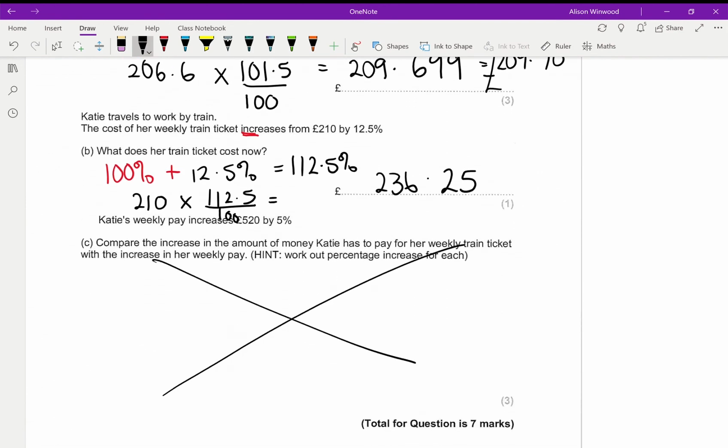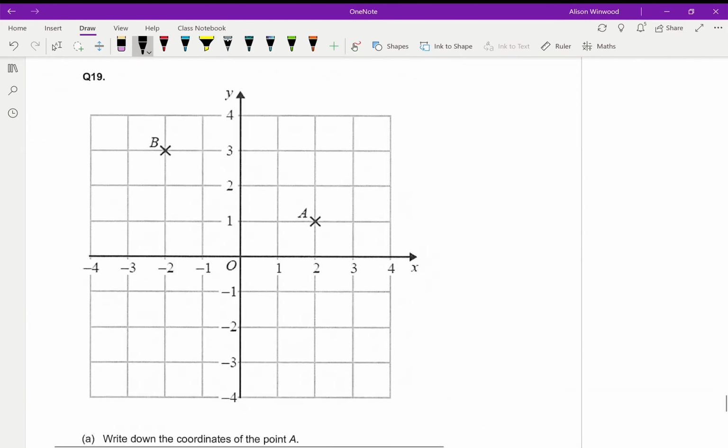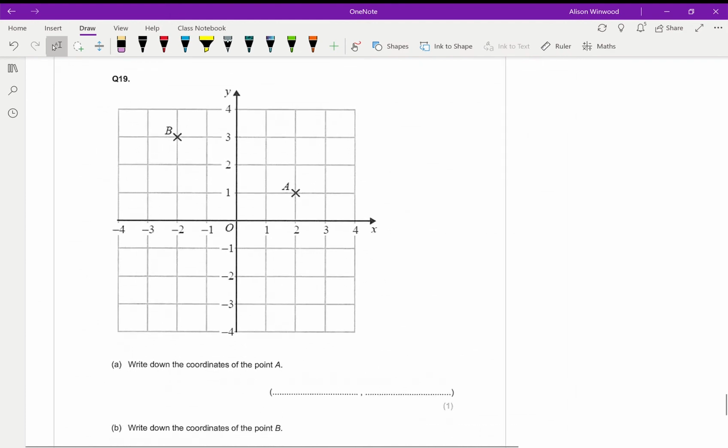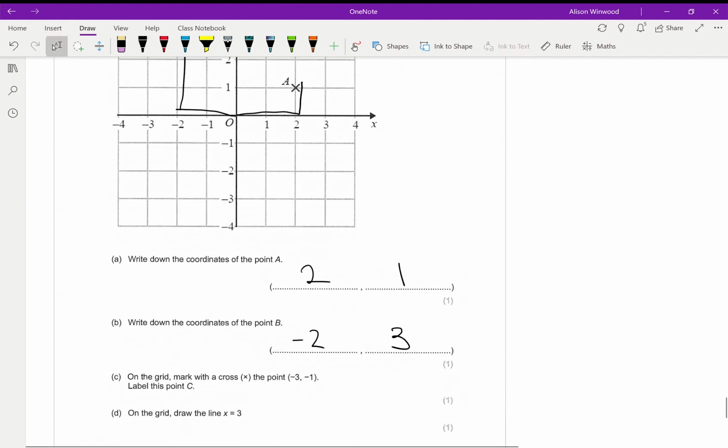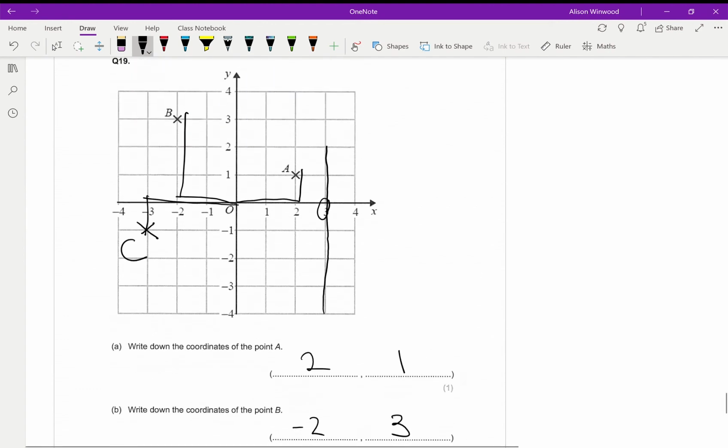C was off the test. A is at 2 across 1 up. B is at -2 across 3 up. C is at -3 across -1 up, so that's where C is. And the line x equals 3, here's my x-axis, here's the number 3 on it, so it's the line going vertically through that point.